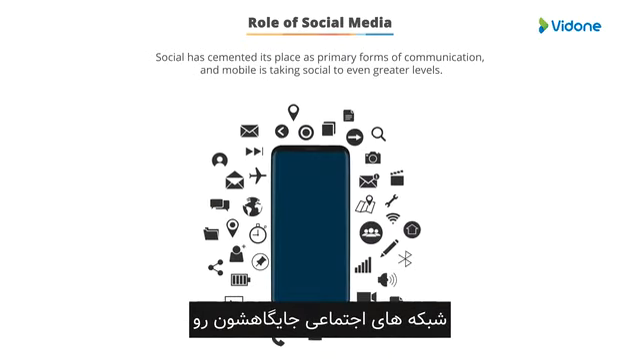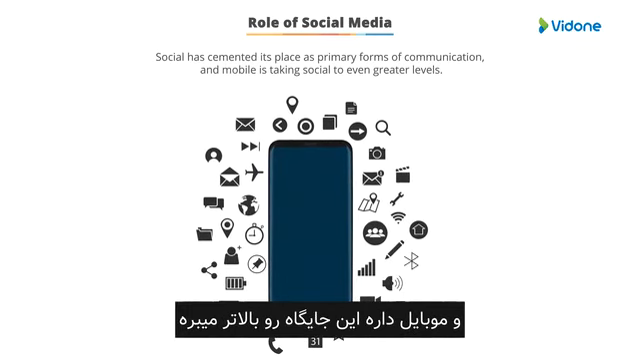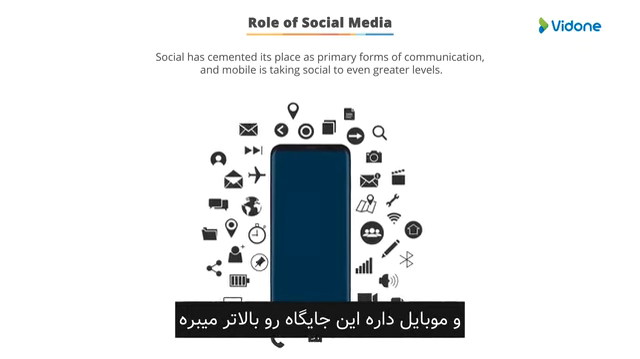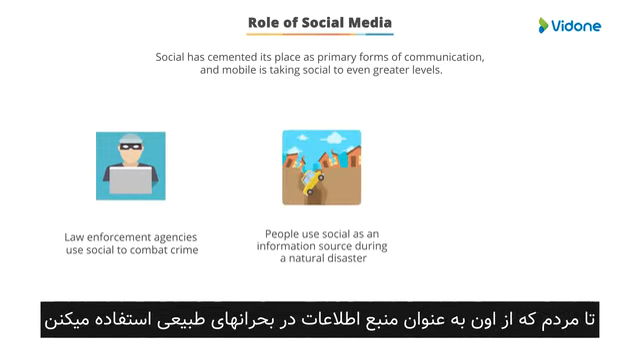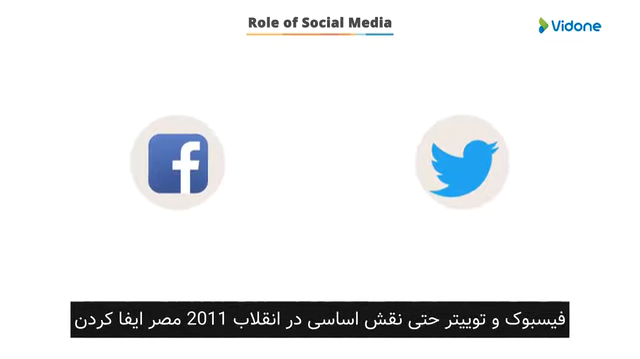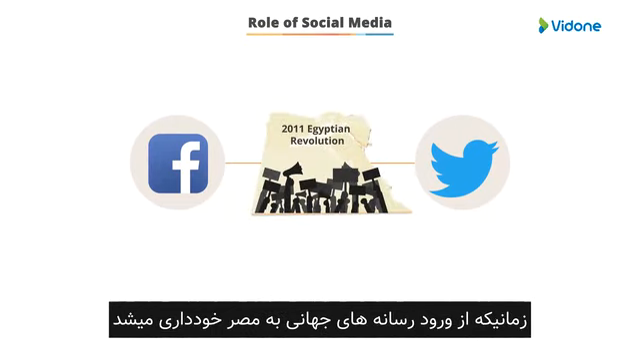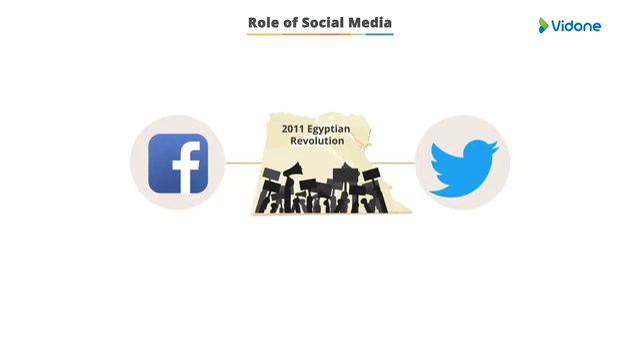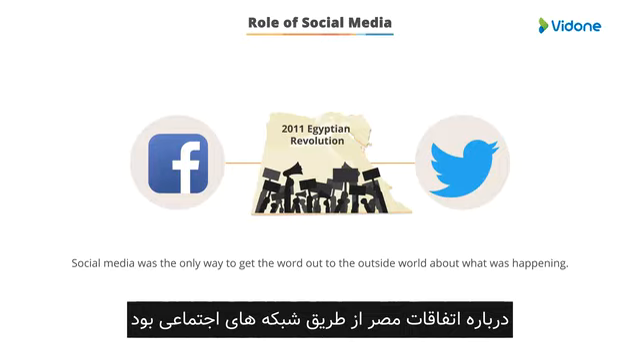Social has truly cemented its place as one of the primary forms of communication, and mobile is taking this to even greater heights. From law enforcement agencies who are using social to combat crime, members of the public using social as an information source during a natural disaster, to journalists who are using it to crowdsource news. Facebook and Twitter even played an integral role in the 2011 Egyptian revolution, when the world's media were refused entry into Egypt. The only way to get the word out to the outside world about what was happening was via social.